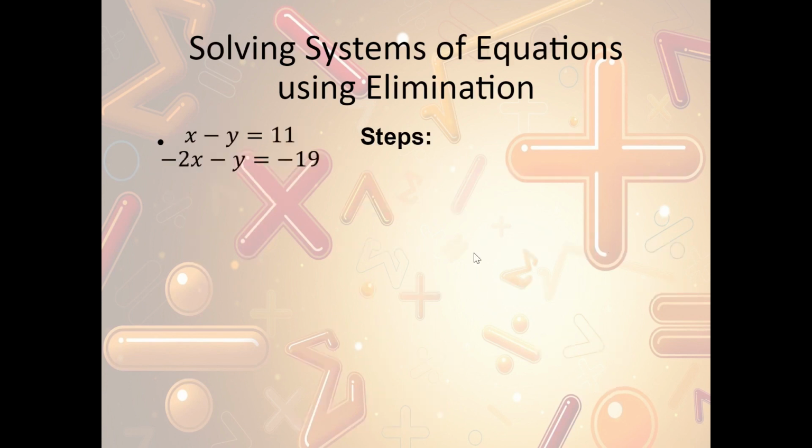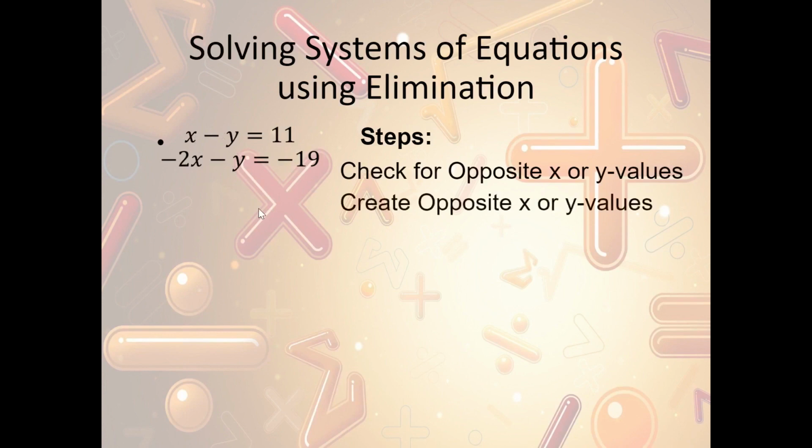Now let's take a look at another example. So we're going to check for opposite x values or y values. So we have a positive 1 and a negative 2. Well, they have opposite signs but not opposite values. We have a negative 1 and a negative 1. So again, we don't have opposite values. So if we don't have opposite values, we're in trouble.